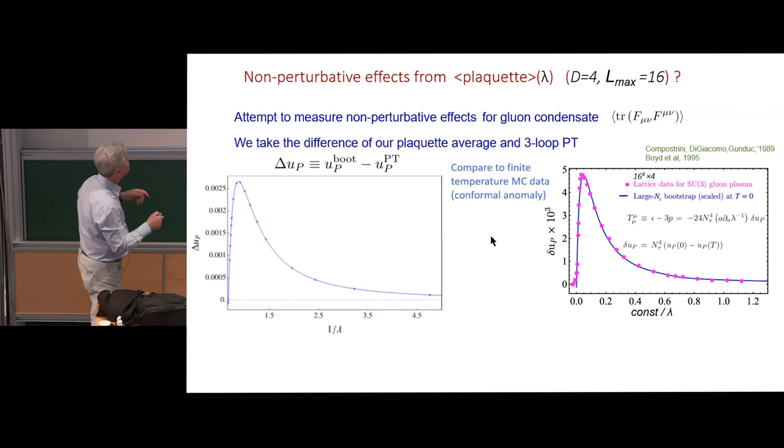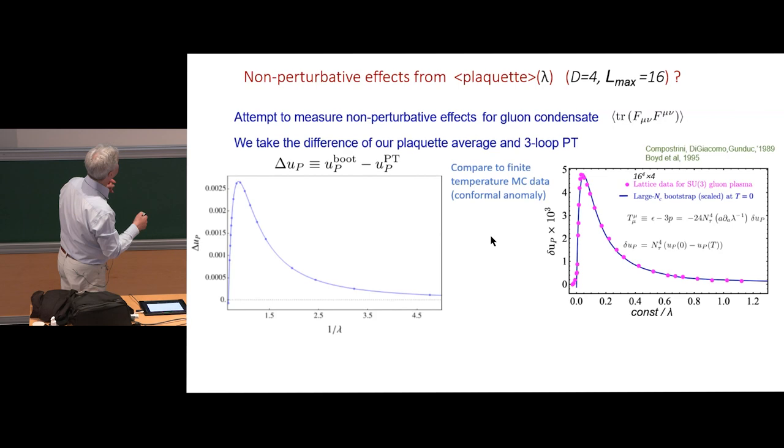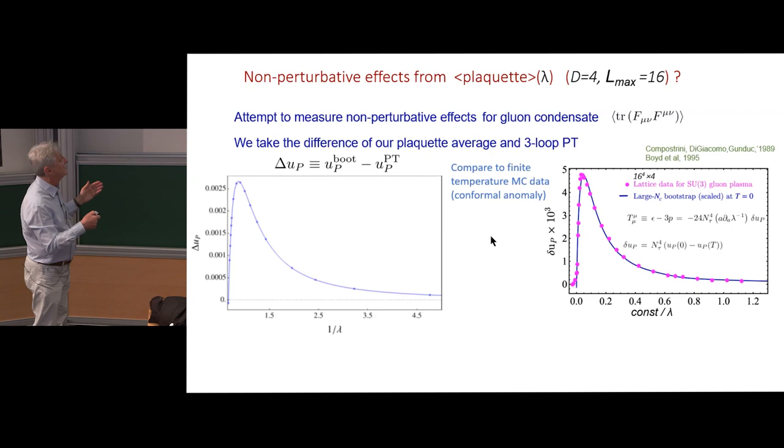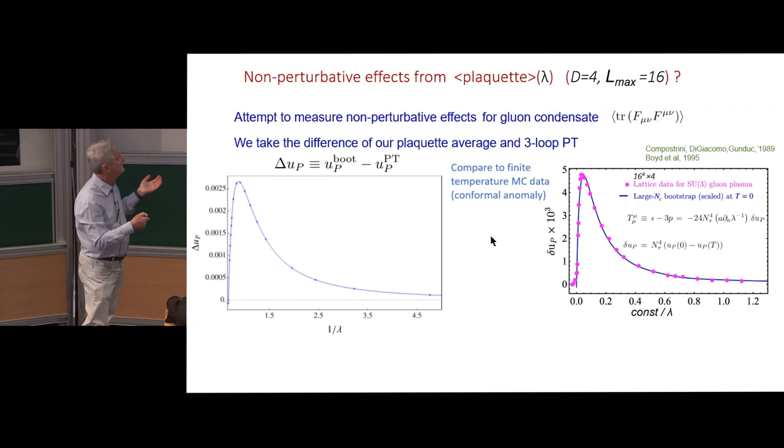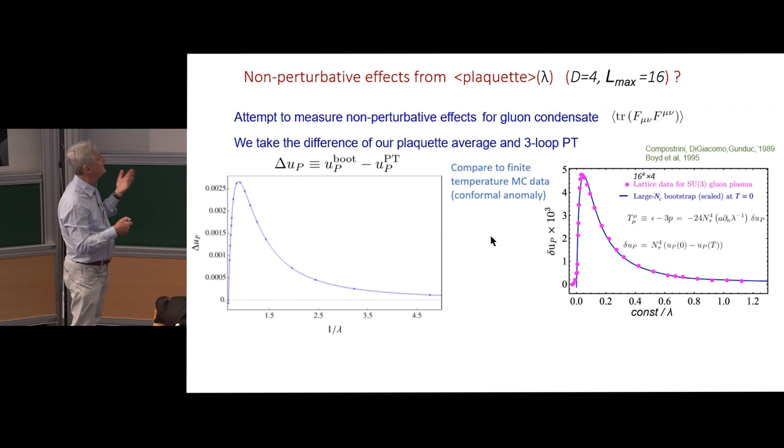And already in the 90s, Boyd et al. found the following points here. These points are from the lattice SU3 theory. And by just playing with three parameters, you completely interpolate with great accuracy, like 27 points of our bootstrap result, with this conformal anomaly at finite temperature. This is working mysteriously well. You can say that both curves are about measuring the trace of F mu nu squared.